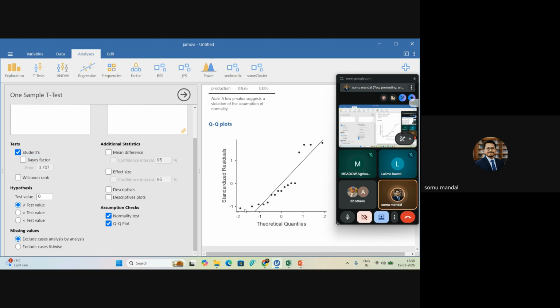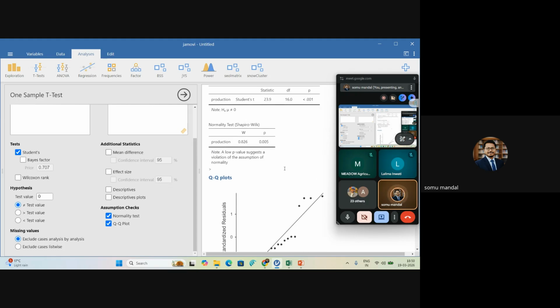If all your values are plotted along this particular line, then you can consider that yes, your data follows normality. But if the deviation from the line is large, then there is non-normality, no normal distribution, so you can consider non-parametric analysis. If the values follow this line, then you consider a normal distribution. You can further know from the statistics: if the p-value is above 0.05, then you may consider this a near normal distribution.